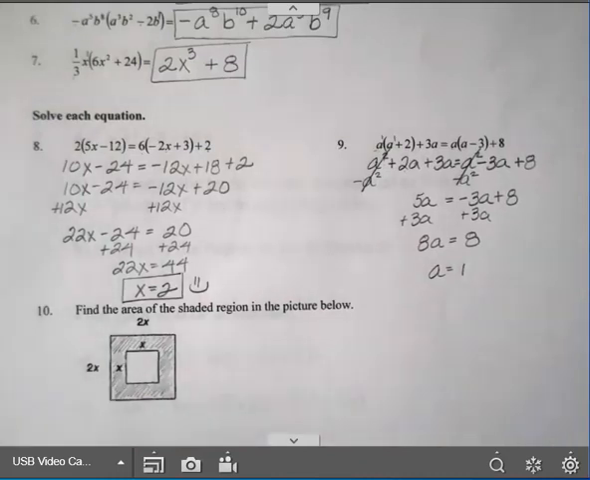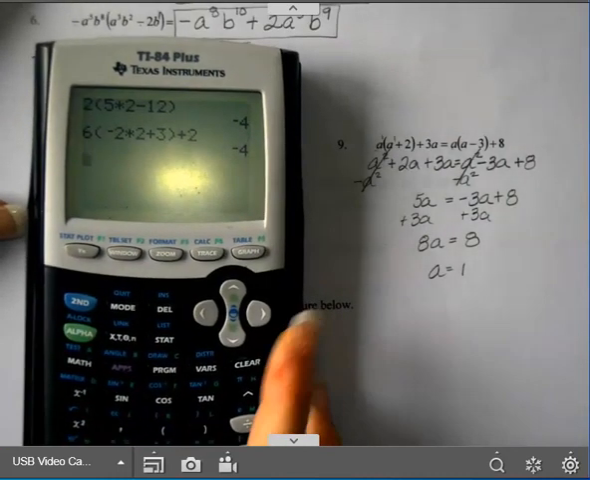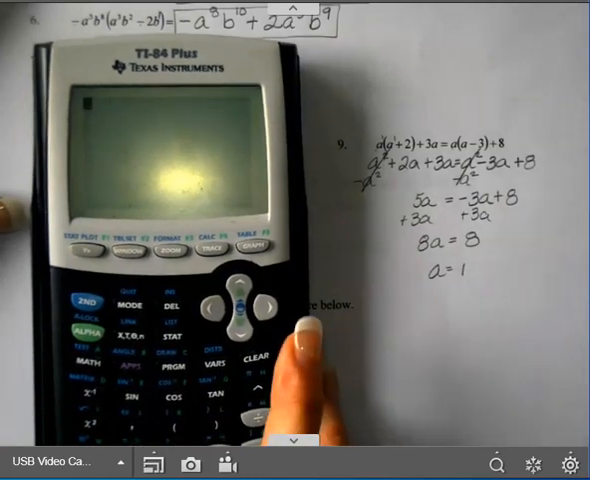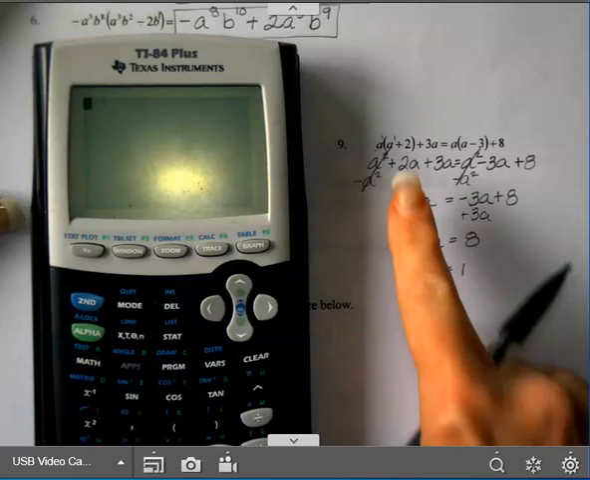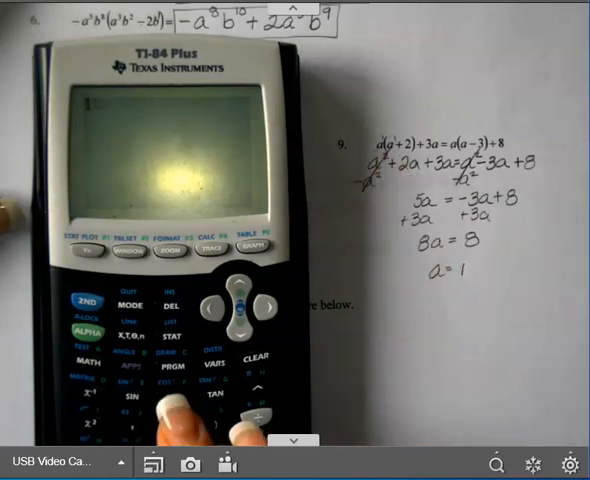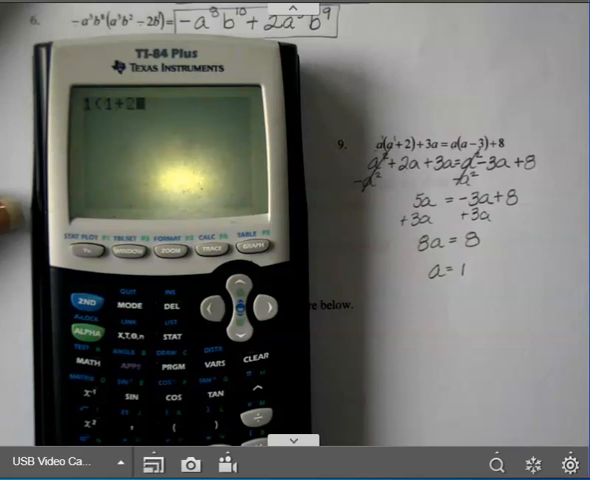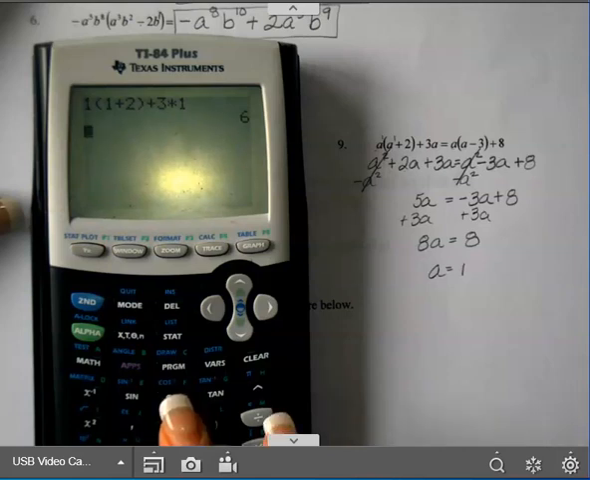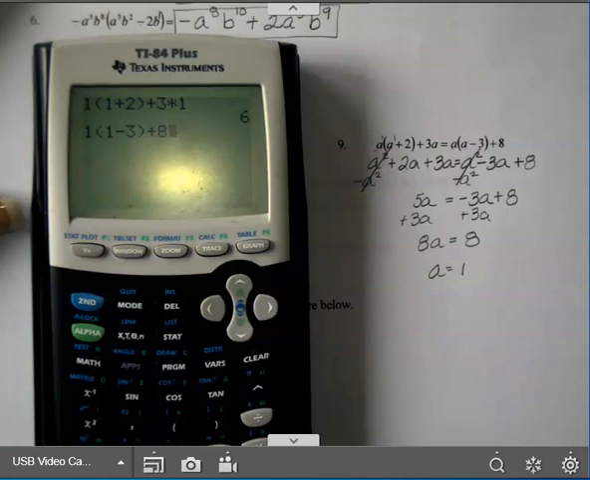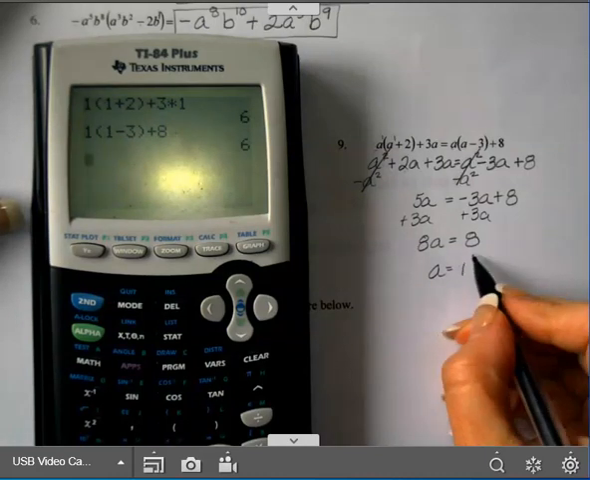If you're unsure if you got it right, it's a good idea to check. Even if you are sure that you got it right, it's always a good idea to check. So on the left side, I have 1 times the quantity 1 plus 2 plus 3 times 1. That's the left side, and that's equal to 6. On the right side, I have 1 times the quantity 1 minus 3. And then on the outside of the parentheses, I have a plus 8. And 6 does equal 6, so I know I got it correct.